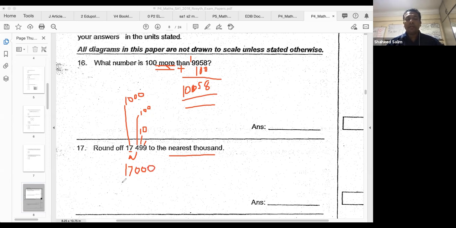Okay. So this is 17,000. Agak-agak kita ada 17,000 something. That's what it's saying. Okay.